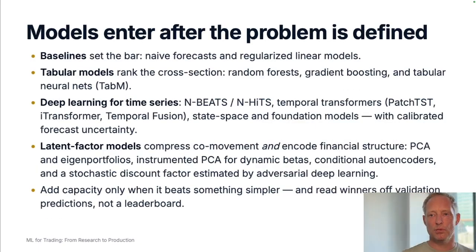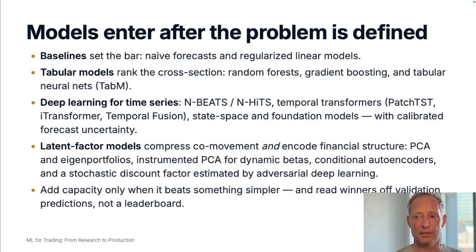Only after we have defined the research objective, the strategy context, the labels, and the features do we start working on machine learning models. We begin with transparent baselines, often linear models, because they are easier to understand and harder to fool ourselves with. From there, we move up a ladder of increasing complexity. We work with models that excel at tabular data, such as gradient boosting, and more recent neural networks designed for tabular data. We study deep learning for time series, including temporal transformers, state space models, and foundation models.